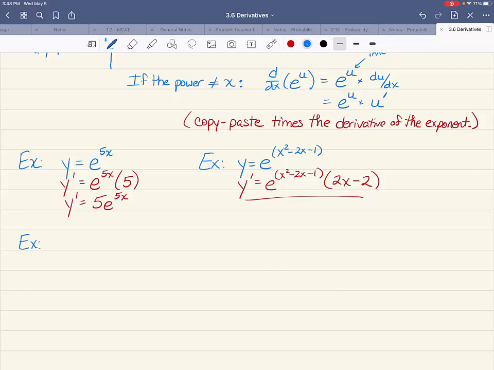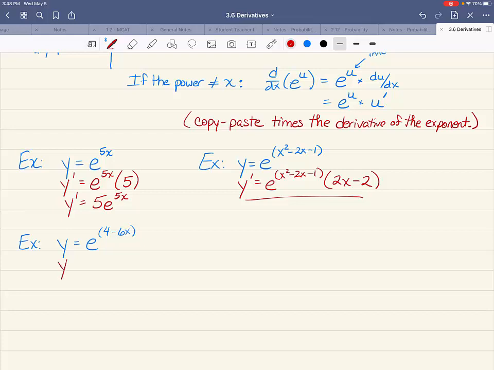We're going to do a little bit more involved. Actually, what I'm going to do is give you this one: y equals e to the power of 4 minus 6x. I would like you to pause the video and try this problem yourself. So pause the video, give it a go. When you're done, turn it back on, and I will work you through the problem.